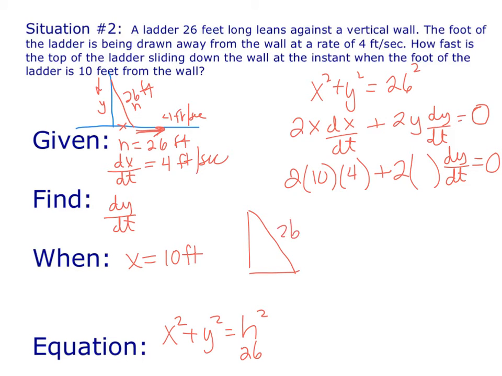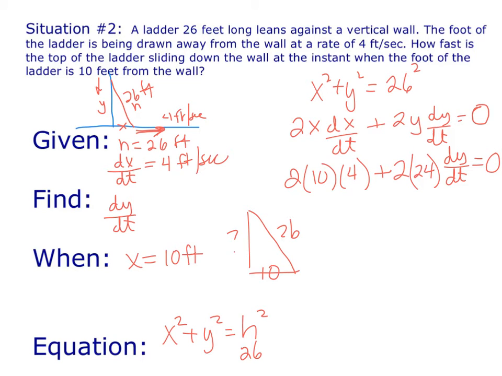Okay, so if we know that x is 10, let me draw my triangle a little better here. We know this is 26. We know x is 10. Can we find this? This is y. Well, 26 squared minus 10 squared is going to be what? Does anybody know? It should be 24. So this will be 24. Right? Pythagorean theorem. 26 squared minus 10 squared, and then you can find y.